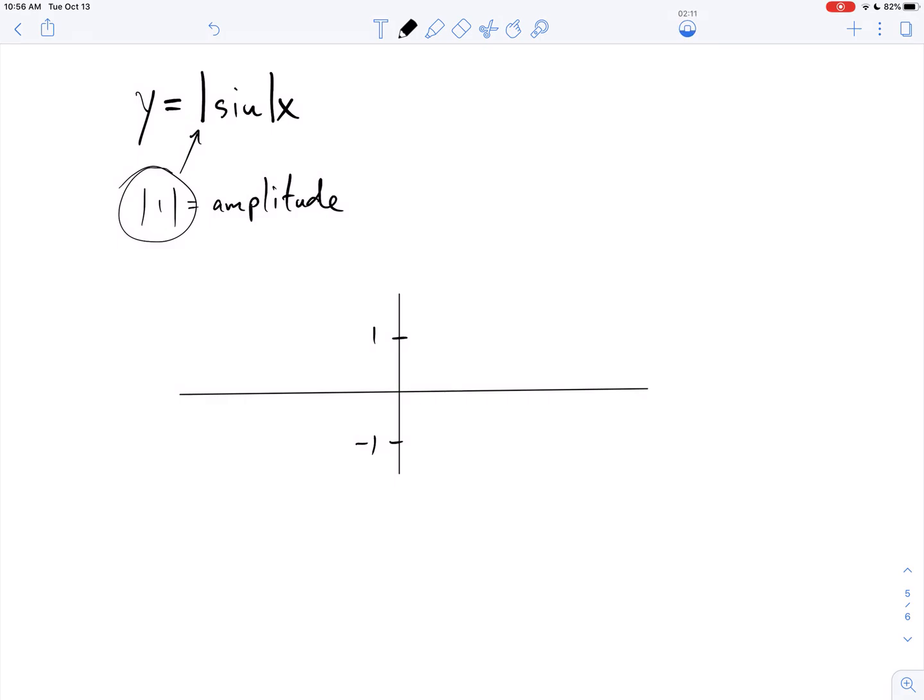But some graphs are flipped. If something has been flipped, guess what? You're going to see a good old negative in front. But since we're not flipping this, I'm not going to leave that there.